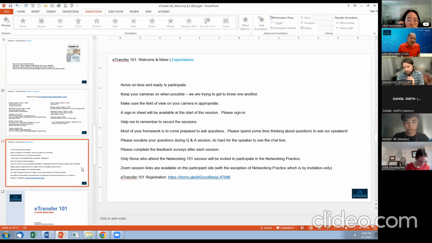We would like to ask that you keep your cameras on when possible. This activity is also about us getting to know one another, and it's better to do that when we can have our cameras on. But as such, you want to make sure that the field of view on your camera is appropriate.